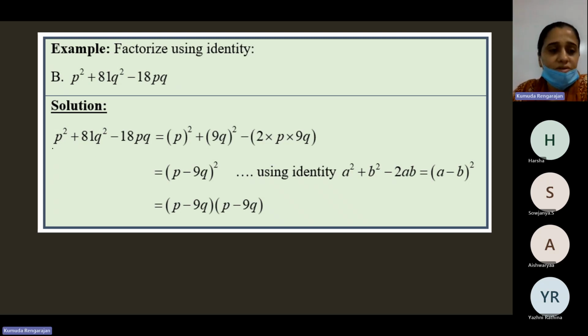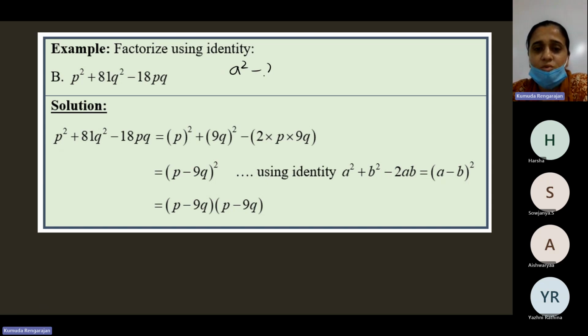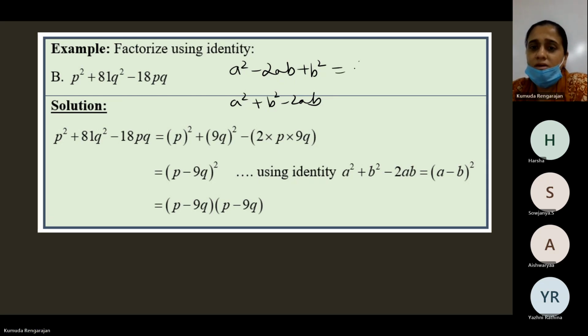So these are the square terms here, p square and 81q square. So this is a square plus b square, and this is minus 2ab. A square plus b square minus 2ab is a minus b the whole square. You can even interchange the terms: a square minus 2ab plus b square is the same as a square plus b square minus 2ab. A minus b the whole square.